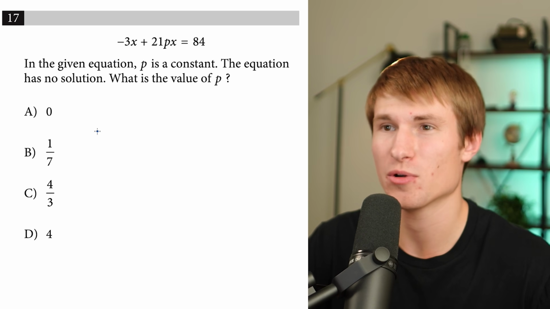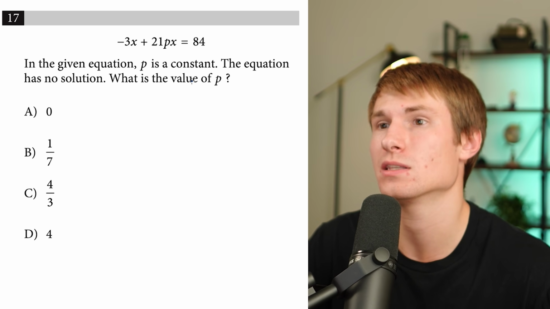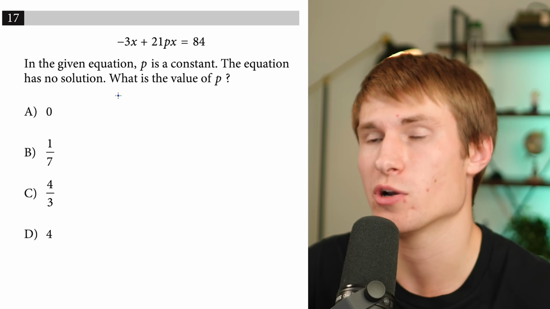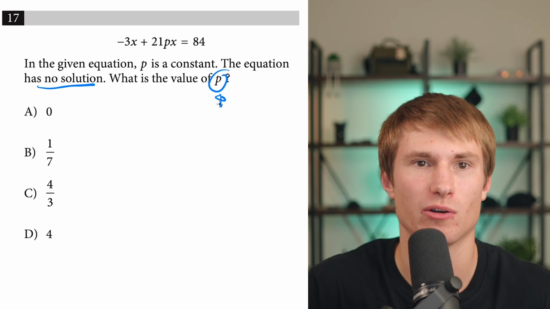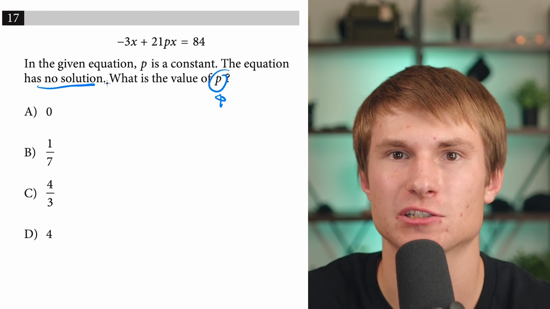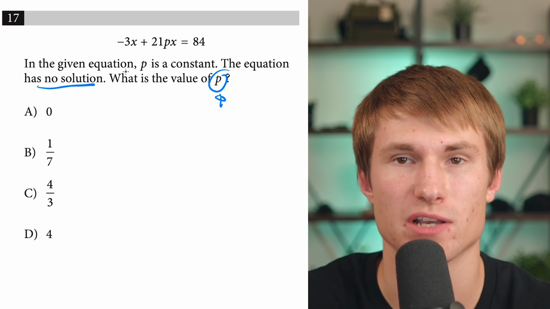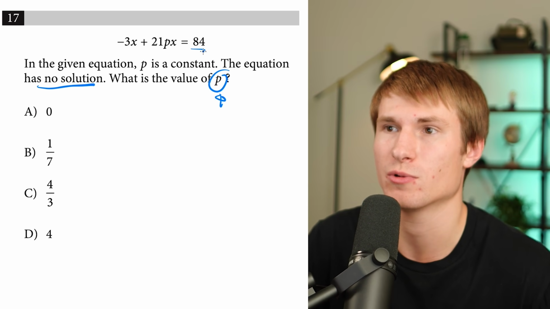Here's a trick to help you on the SAT math section. Question 17 states in the given equation, p is a constant. The equation has no solution. What is the value of p? In this case, asked to answer with the value of p. Always pay attention to what you're asked to answer with and pay attention to key information. For instance, the equation has no solution. Well, because it has no solution, we know it's set equal to a constant.